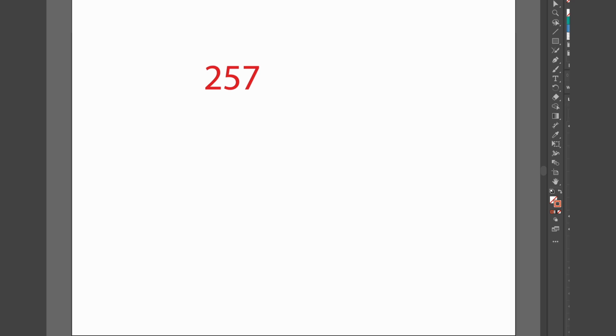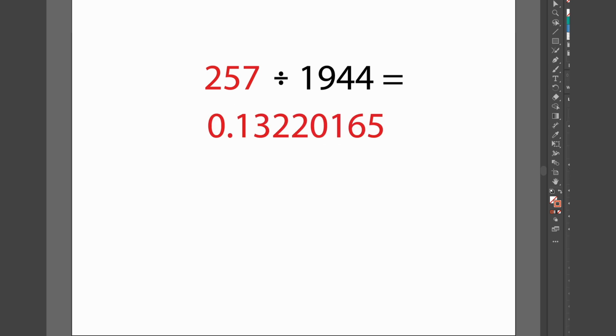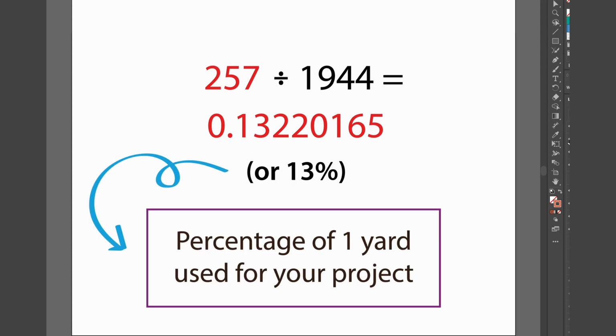Take the total square inches that we know about and we'll divide that by the total square inches in our yard, right? Which gives us a total of 0.1322065, or roughly 13%. So that's the percentage of 1 yard used for your project.